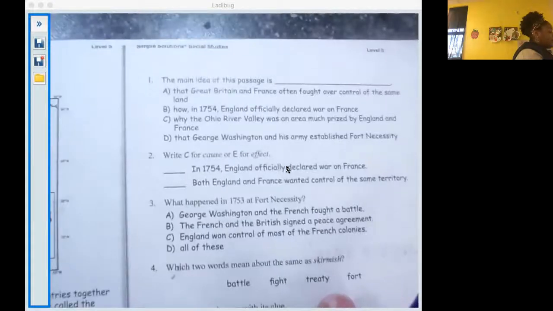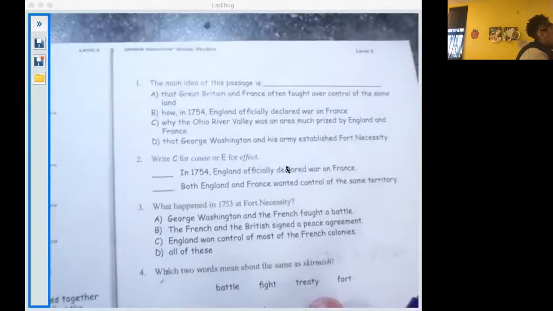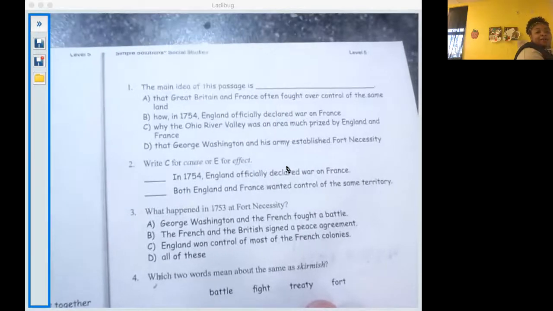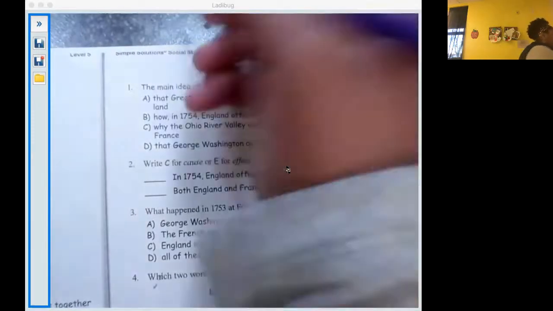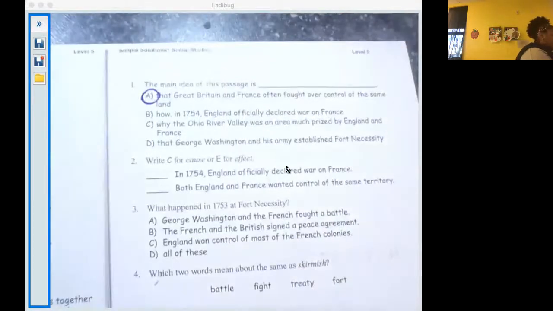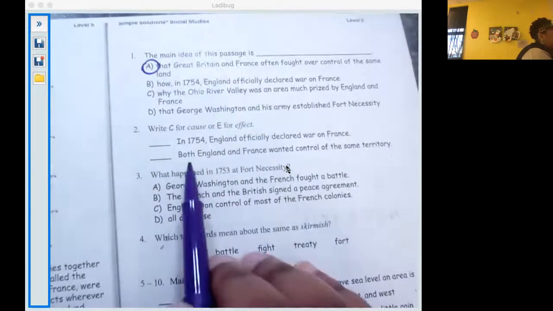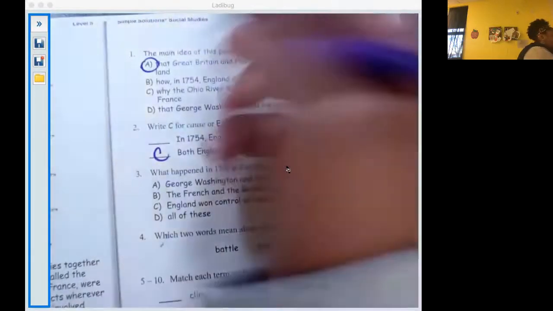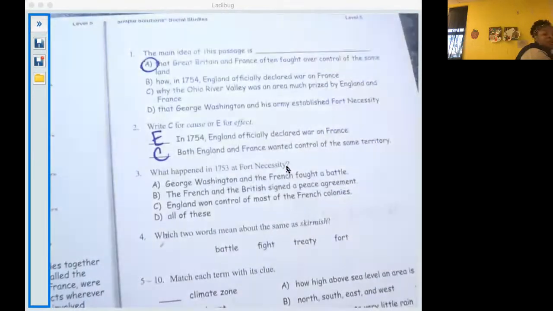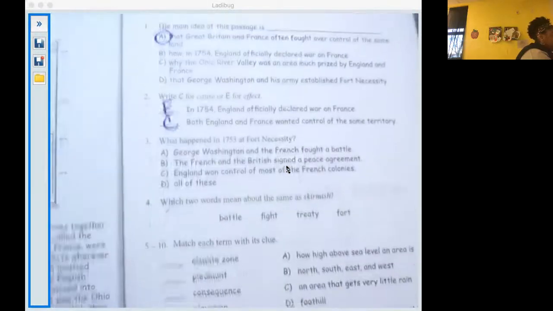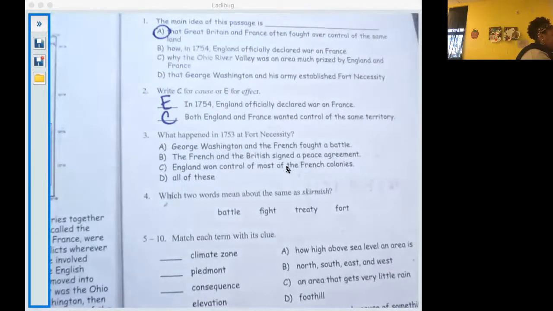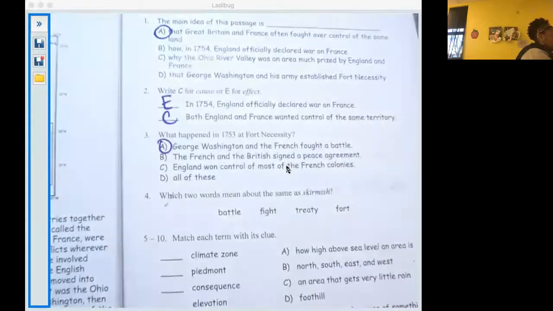Okay, so number one, the main idea of this passage is A, Great Britain and France often fought over control of the same land. Okay, so number two, we have cause and effect. So because both England and France wanted control of the same territory, in 1754, England officially declared war on France. Okay. Number three, what happened in 1753 at Fort Necessity? Okay. And what we're going to put here is A, George Washington and the French fought a battle.